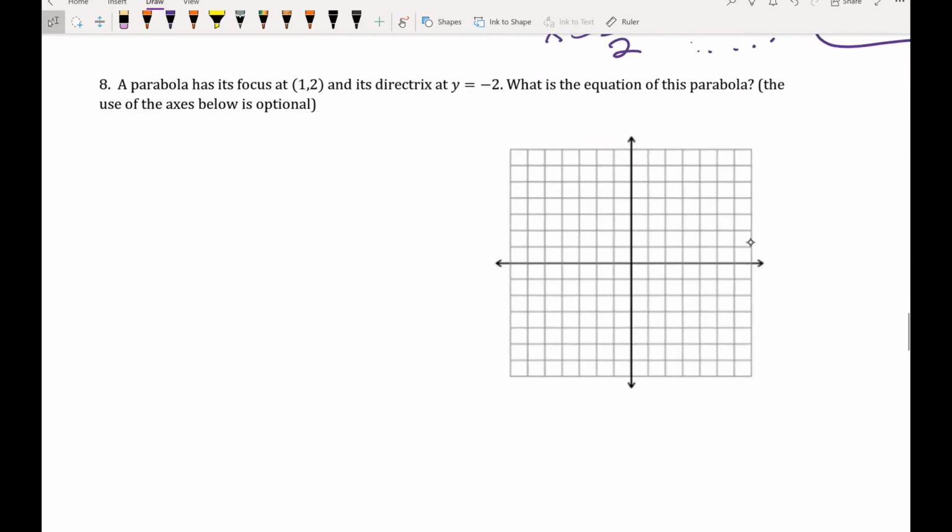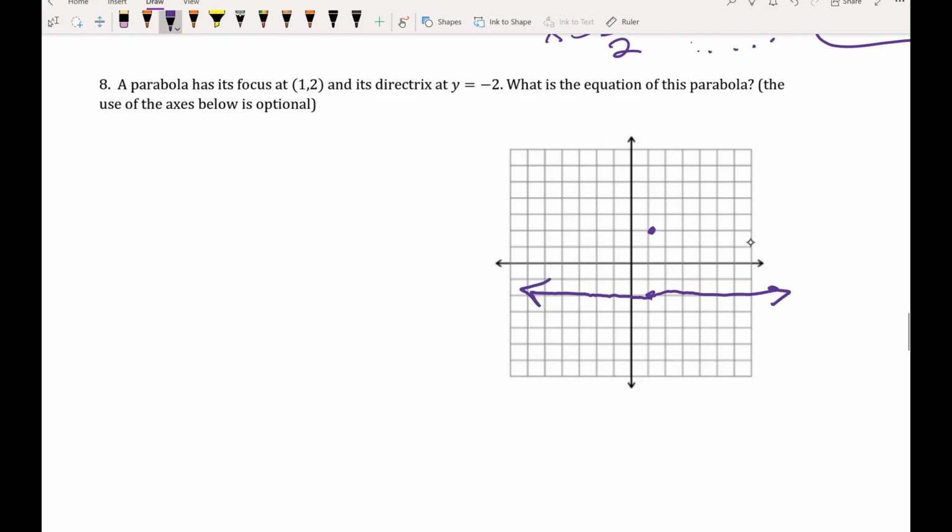Number 8. A parabola has its focus at 1, 2, and its directrix at y equals negative 2. What is the equation of the parabola? Right, well, the focus is 1, comma 2, so right there. And the directrix is negative 2. So if I go down 2 and draw a horizontal line from there.